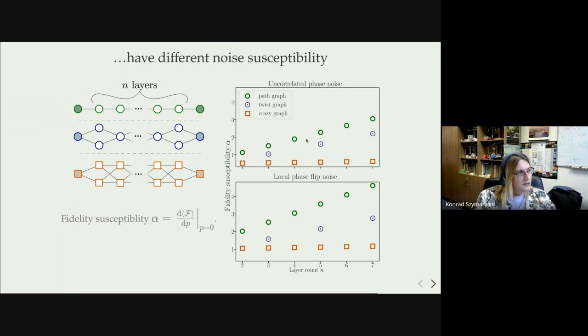I still think it helps me. Exactly, because this graph behaves much better than the linear one. In the end, you have to have n layers. You cannot escape it with local unitaries at all. And if you even add edges, which you might think adds more problems because there are more possibilities for errors, it's still somehow better and even independent of length.